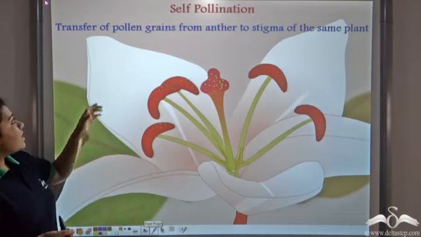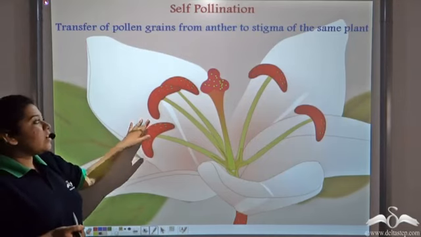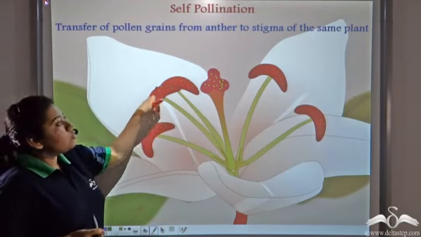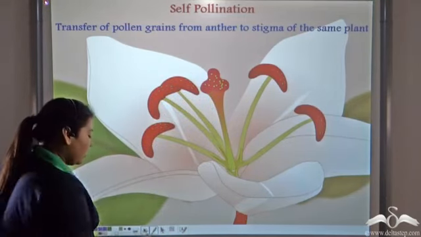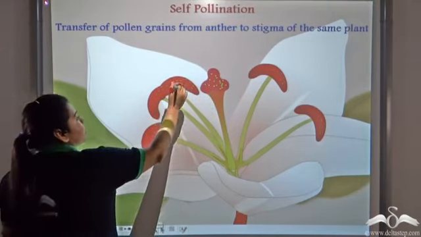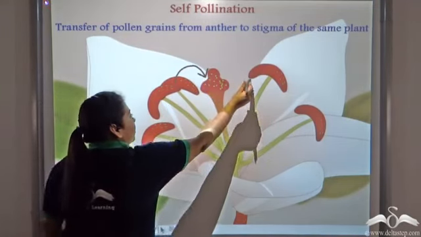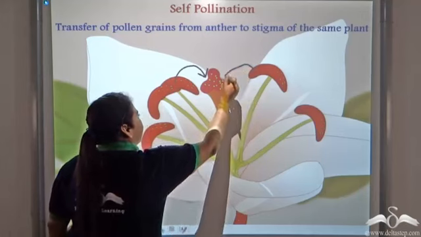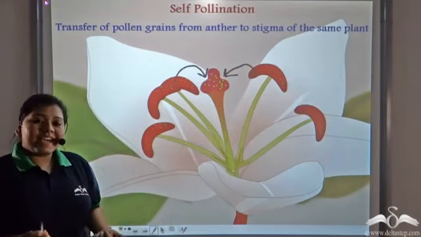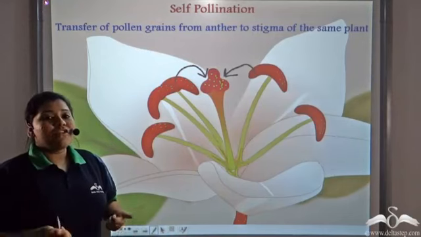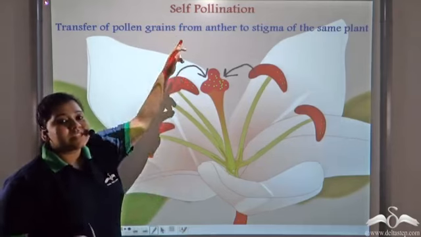Now notice that the transfer of pollen grains is occurring from the anther to the stigma of the same plant. See? The transfer is taking place from the anther to the stigma of the same plant, and hence this type of pollination is known as self-pollination.